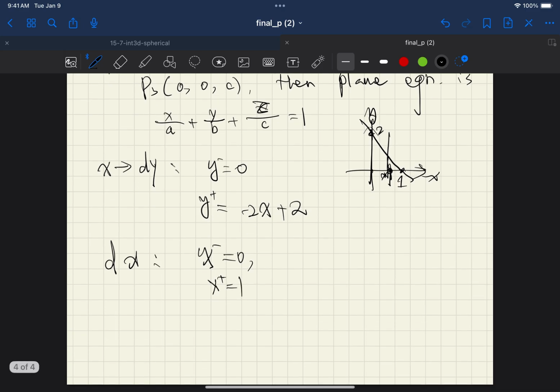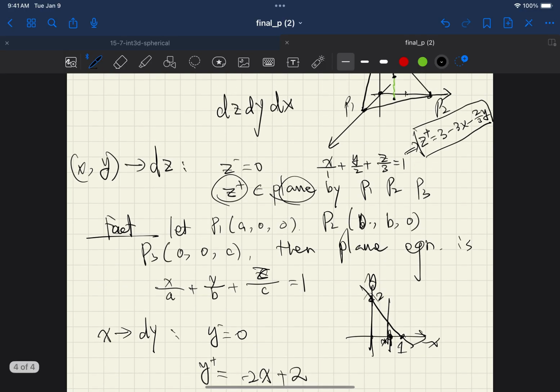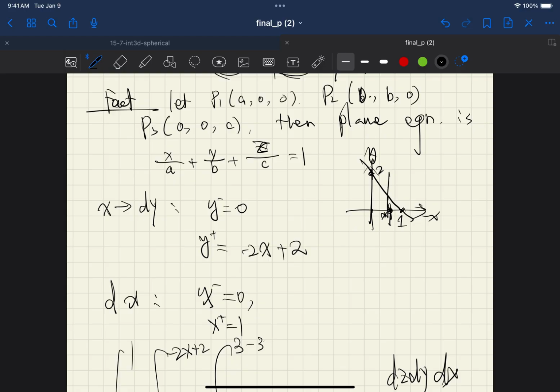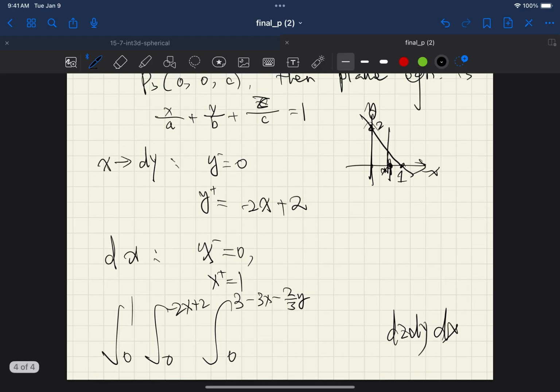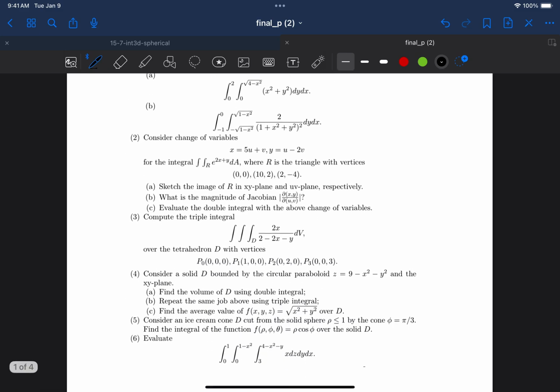So at the end, if you put them together, the x layer is 0 to 1, the y layer is from 0 to negative 2x plus 2, and the z layer is going to be 0 to 3 minus 3x minus 2 over 3 y. And then put in whatever the integrand formula is. All right, let's look at the next problem.